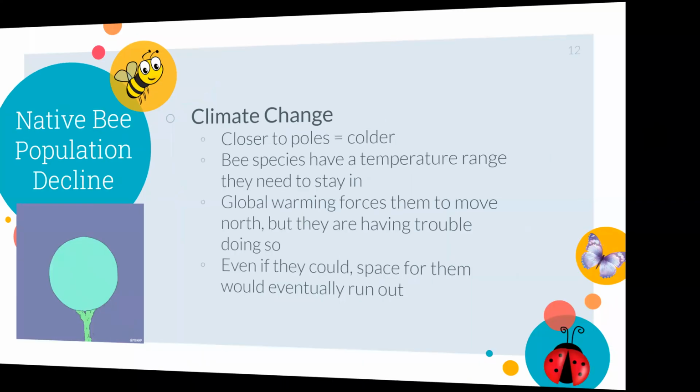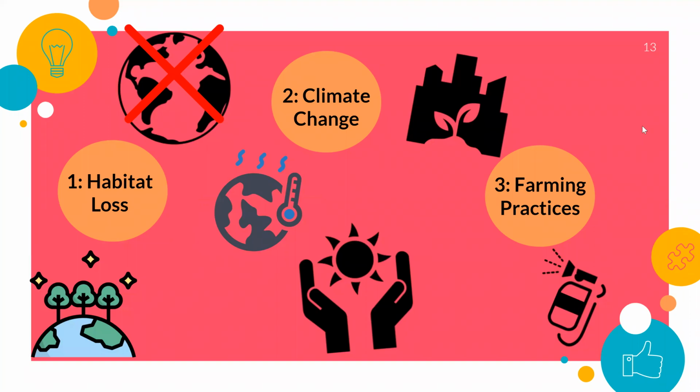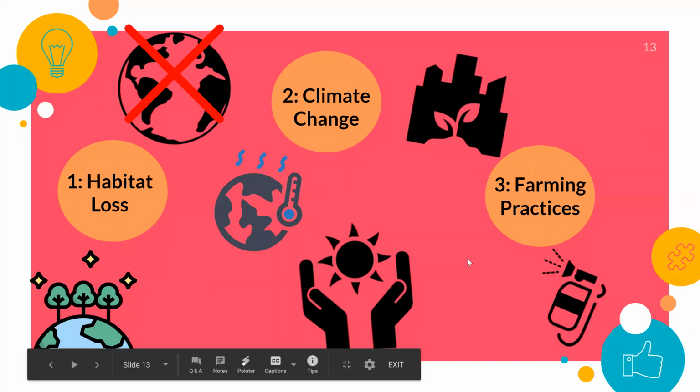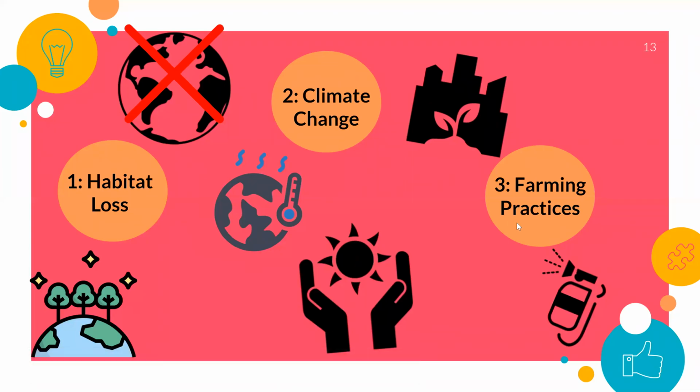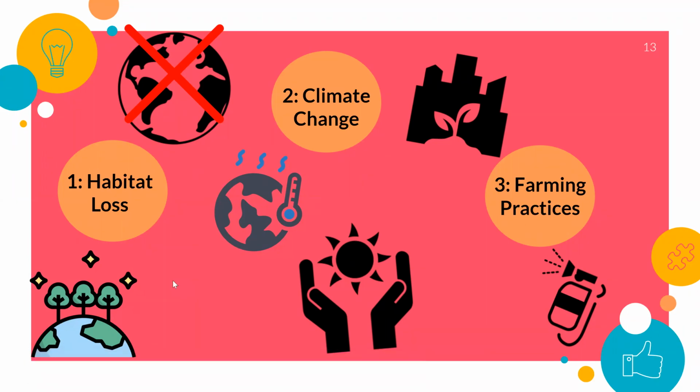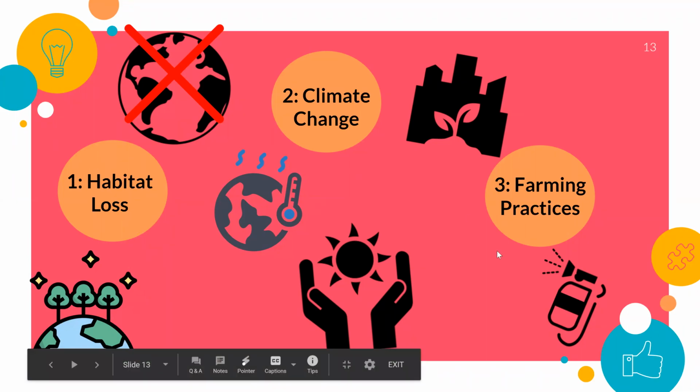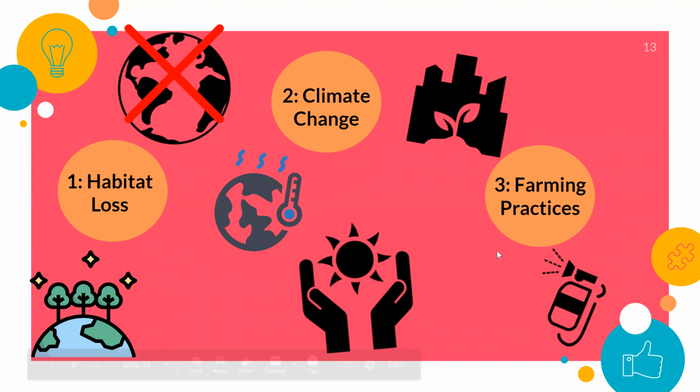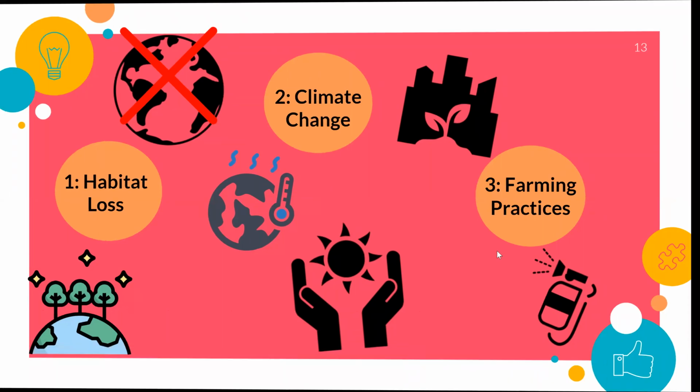So here's a diagram for the three causes of native bee decline. You can see there's no more earth, there's a lot of different icons, they're spraying pesticides. You guys can look at this for ideas because we're going to be doing a drawing activity.